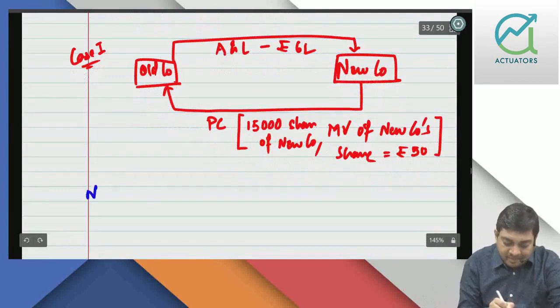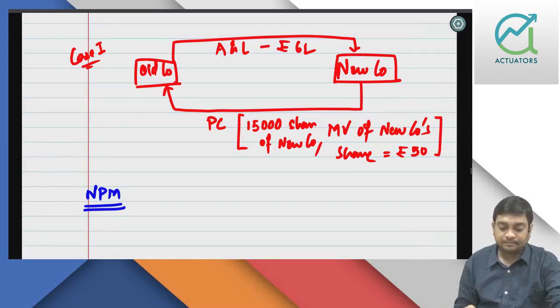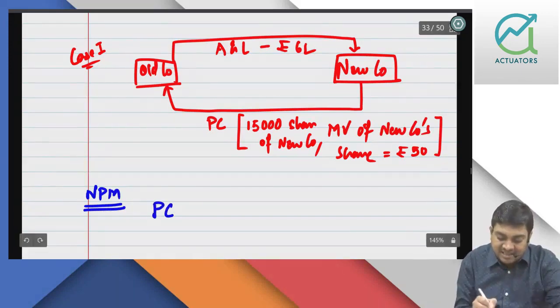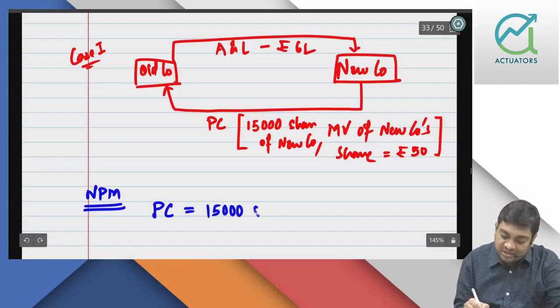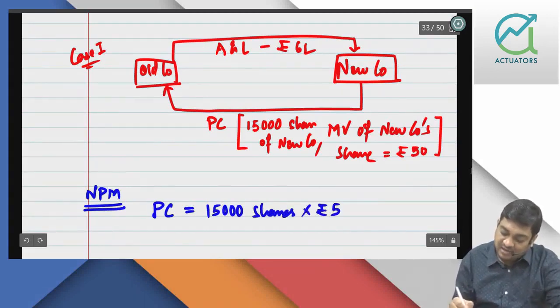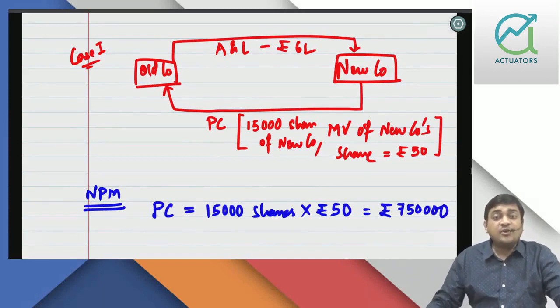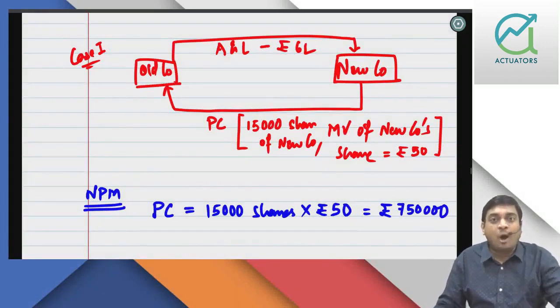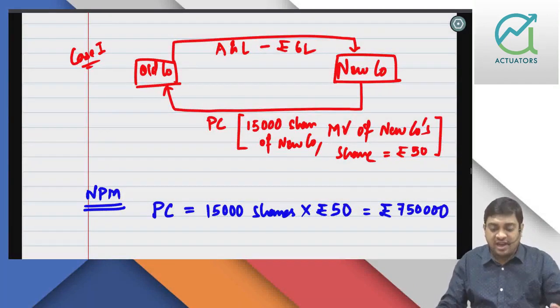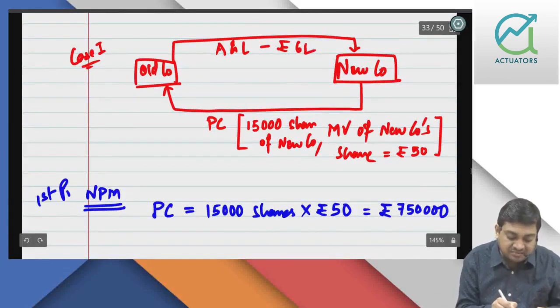Now, as per NPM method, purchase consideration will be, I have given 15,000 shares and my each share is of 50 rupees. So I am giving you 7,50,000. If you know the payment details completely, how many shares, what is the value of each share, in that case, go for net payment method. This is the first preference.